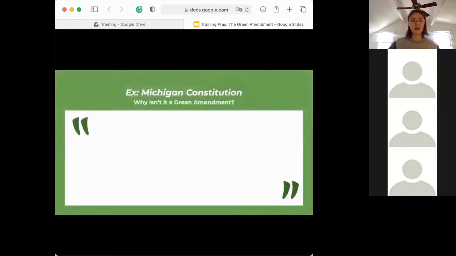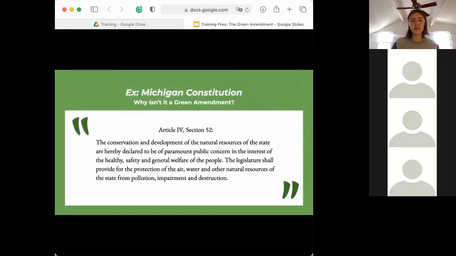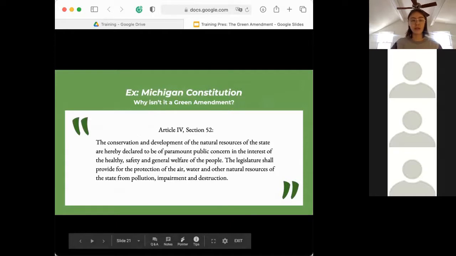So here's an example of a state that has something similar, but which is not a Green Amendment. Does anyone have any ideas of why this may not be considered a Green Amendment? You can take a second to read it.